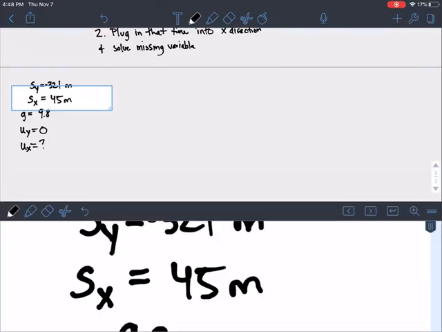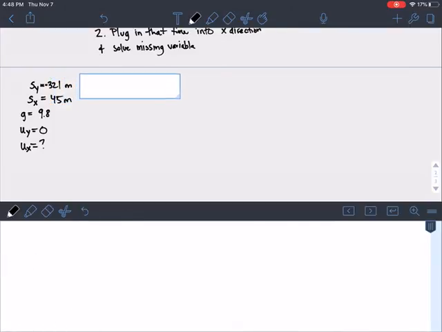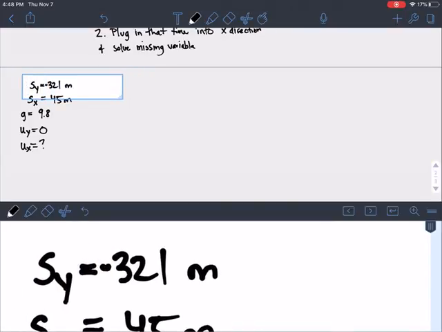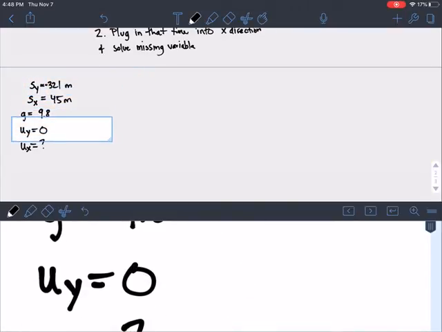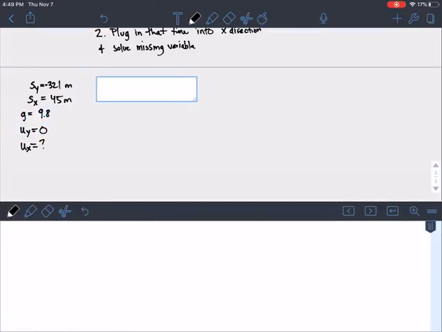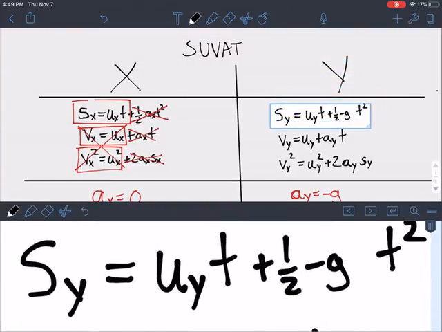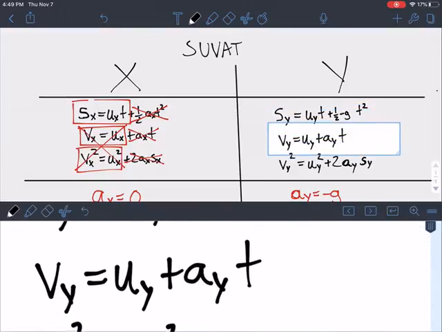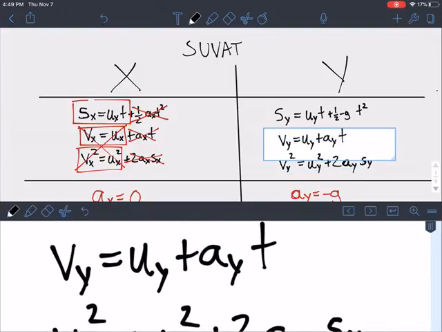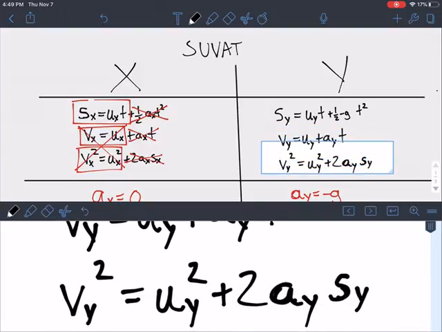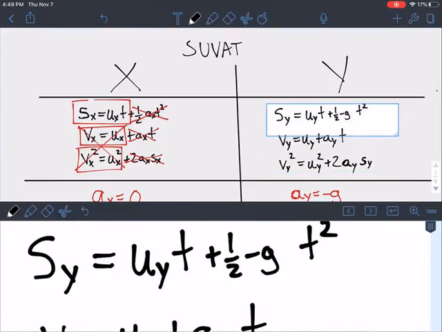So now let's go ahead and follow the steps. Step 1 is to solve for time in the y direction. So what do we know about this situation in the y direction? Well, we know that displacement in the y is negative 321. We know that uy is equal to 0. So let's look at the equations and pick which one we need. This one has uy, Sy, g, and t, so that one looks good. The last two both have final velocity, and I do not know the final velocity in the y direction, so I cannot use those two equations. So I'm going to use the first one.